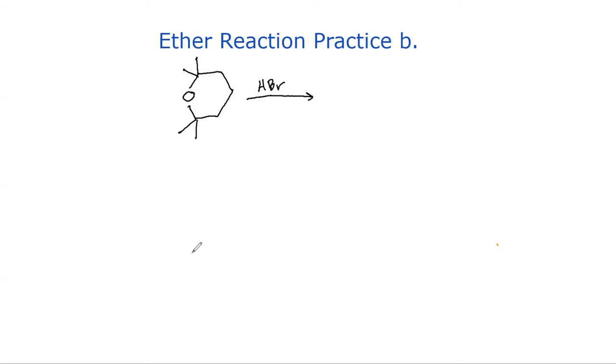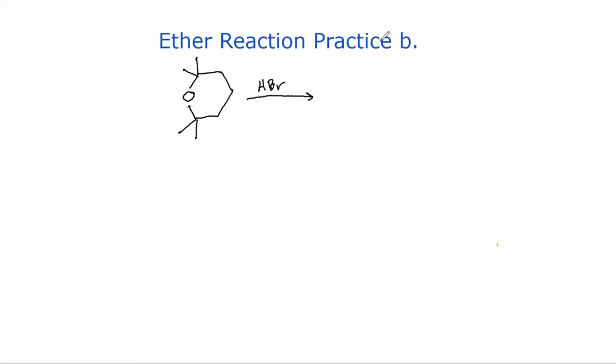Let's take a look at how we would approach solving ether reaction practice problem B. In this particular example, we have a cyclic ether, a ring with the oxygen in it, and that oxygen has carbons that are fairly highly substituted, specifically tertiary, on either side of it. We're reacting it with hydrobromic acid.